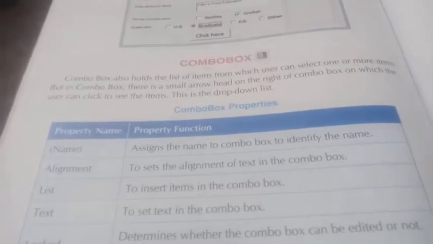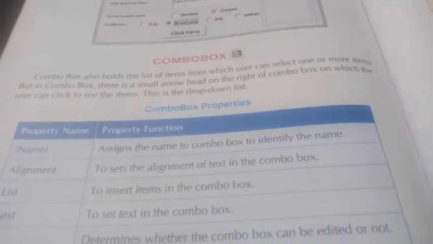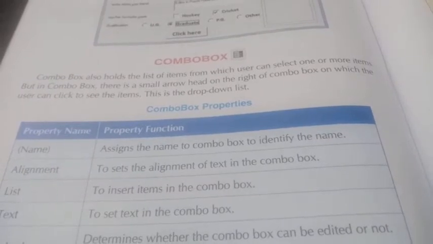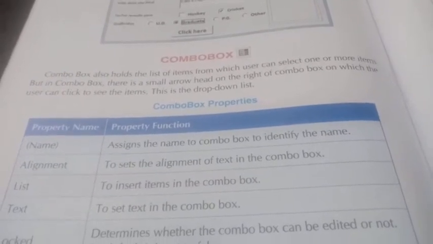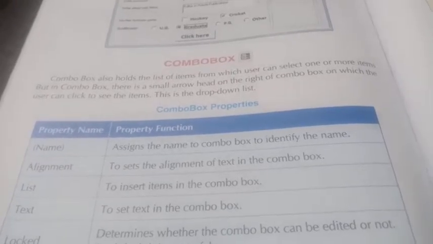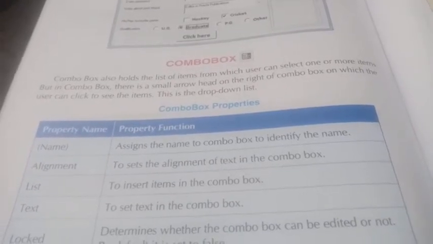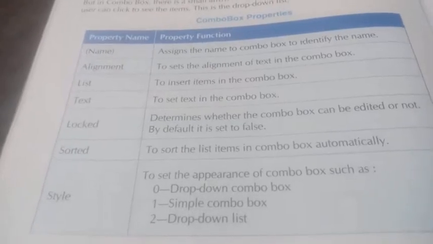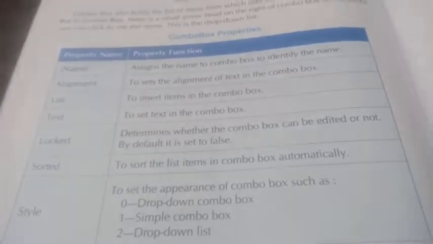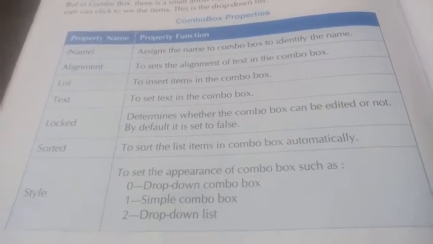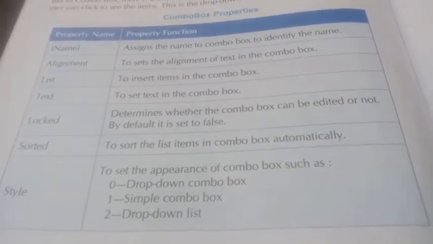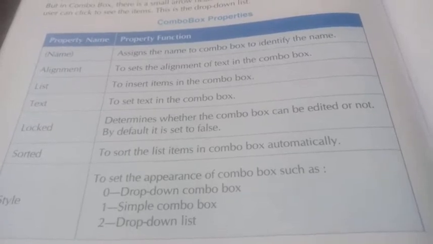Now the combo box. The combo box also holds a list of items from which the user can select one or more items. But in a combo box there is a small arrow head on the right of the combo box, on which the user can click to see the items. This is the drop down list. So these are the properties: style, sorted, locked. Locked is different from the others. It determines whether the combo box can be edited or not. By default it is set to false. Okay, so this is about your controls.